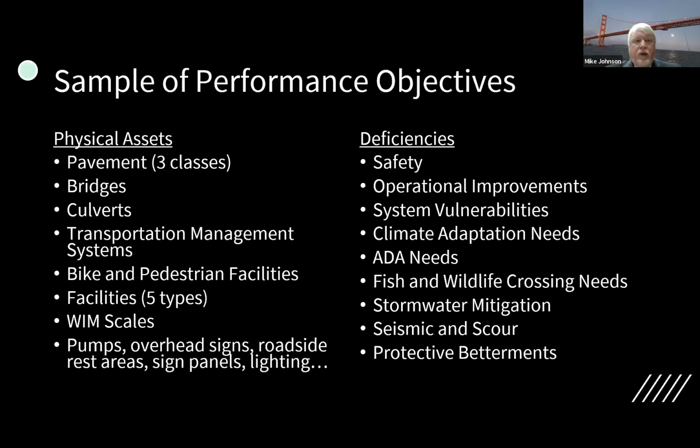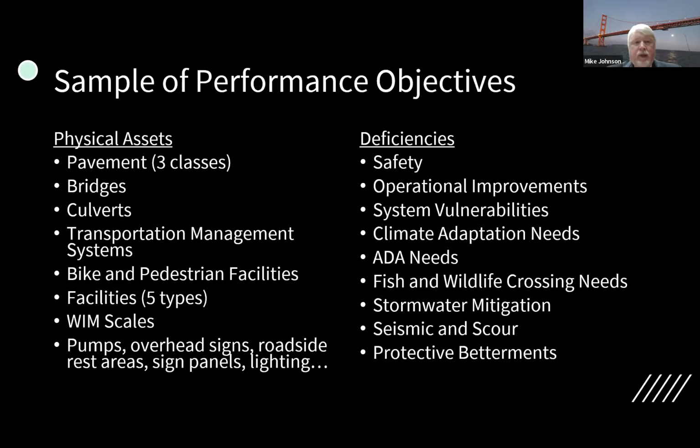Obviously bridges are required. We also include culverts and transportation management systems. Those top 4 physical assets are what we really call our 4 core assets. But we also include bike and pedestrian facilities, facilities like buildings. We are responsible for maintaining about 700 different buildings that are servicing the transportation system, either maintenance stations, equipment shops, commercial vehicle way stations, laboratories, or other things.